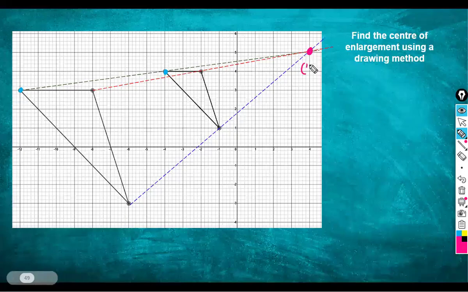What are the coordinates of that point? 4, 5. Look at it. 4, 5. That is the center of enlargement. It's kind of like you're just backtracking everything, like you're going back in time. You're tracing back the original point. Okay? That is how you find the center of enlargement.